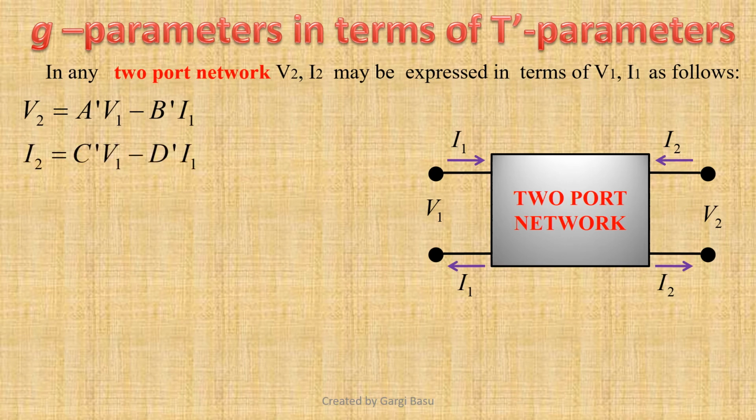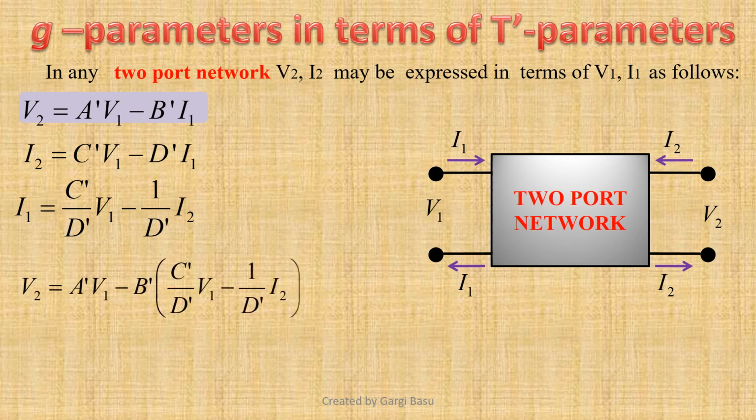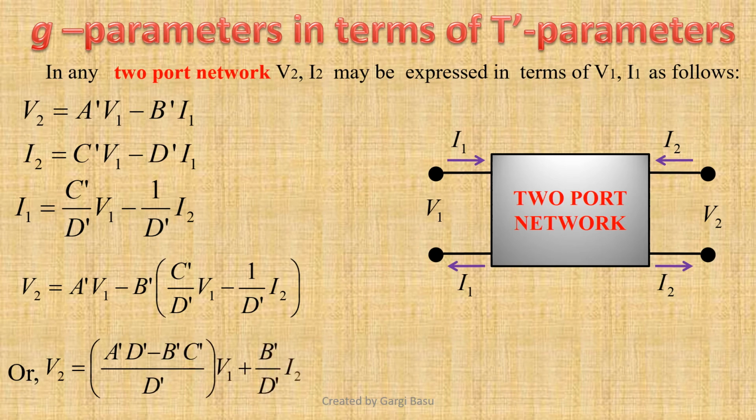Now rearranging equation number 2, we get I1 equals C dash by D dash times V1 minus 1 upon D dash times I2. Now using this expression in equation number 1, we get V2 equals A dash times V1 minus B dash times C dash by D dash times V1 minus 1 upon D dash times I2. Now rearranging this equation, we can write V2 equals A dash D dash minus B dash C dash divided by D dash times V1 plus B dash by D dash times I2.